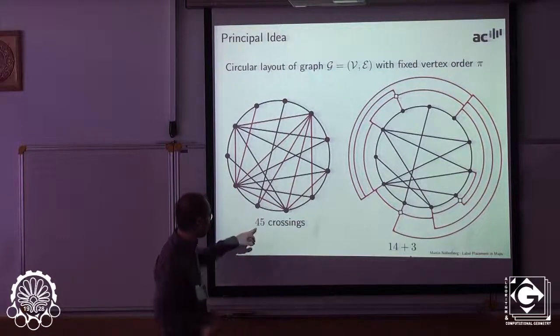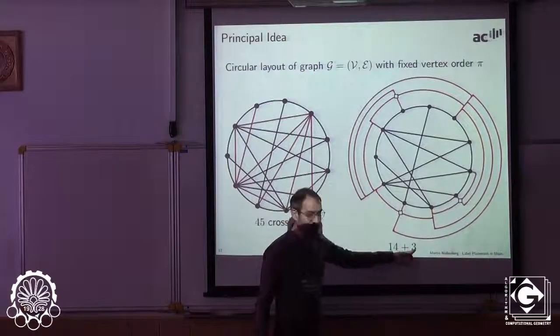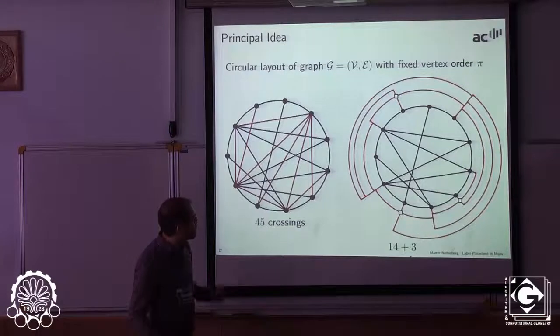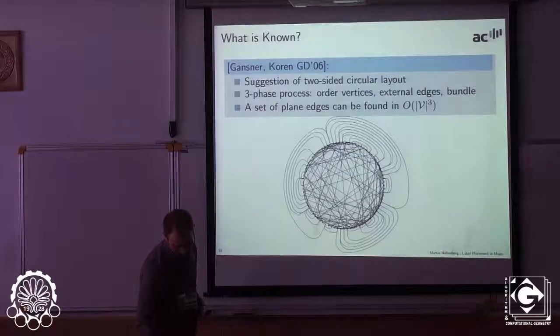So the first one has 45 crossings. This one has 14 crossings in the interior and just 3 on the outside. Yeah, so if you just count crossings, maybe this is much nicer to have, but of course the outer edges are somewhat special and more difficult to read.